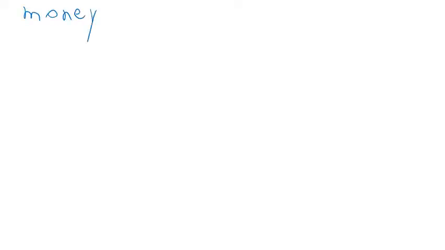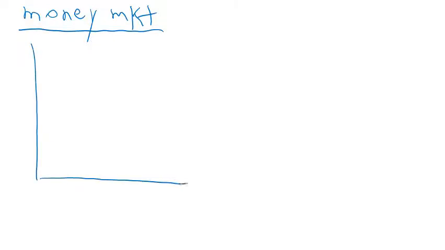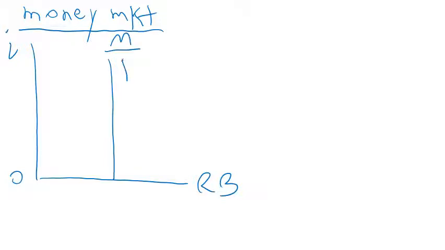So here we have the money market. All right. Interest rate, real balances, money supply, except here I no longer designate money supply as MS. I will designate it as M over P.